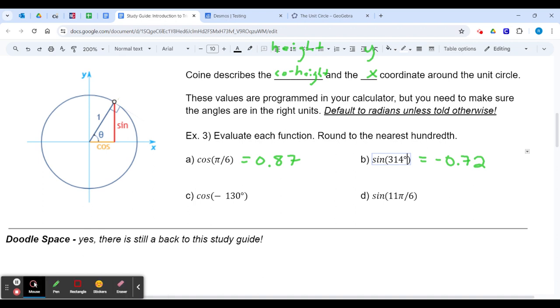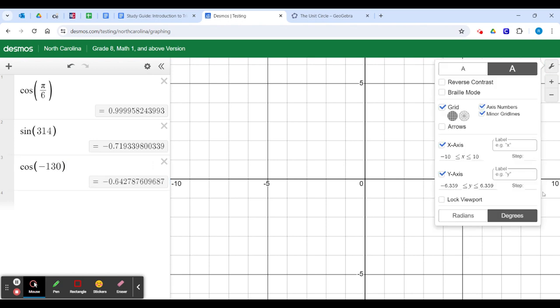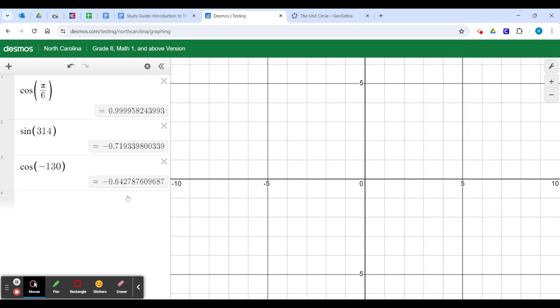Then we get cosine of negative 130. That's also in degrees. So I'm going to just leave that as is because my units are already in degrees there. Negative 0.64.